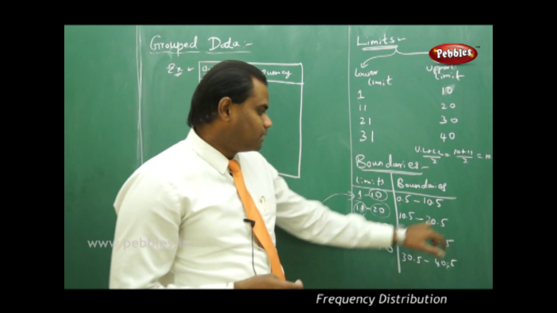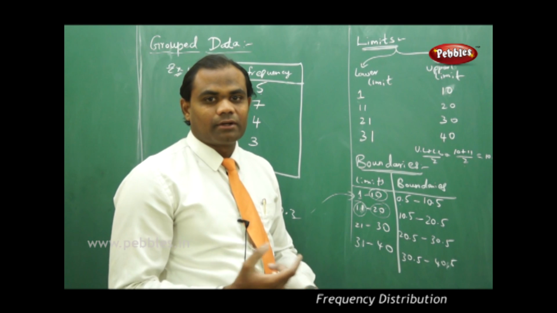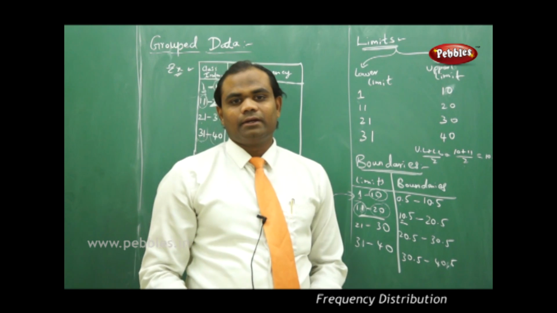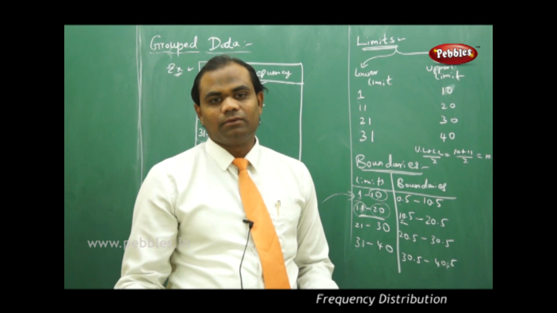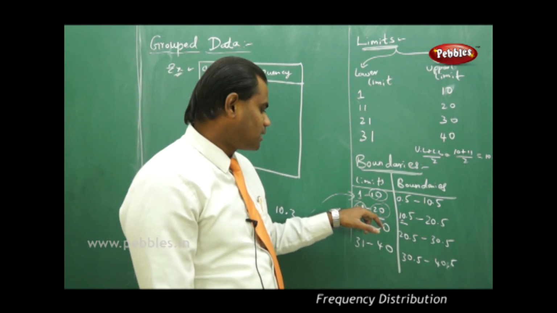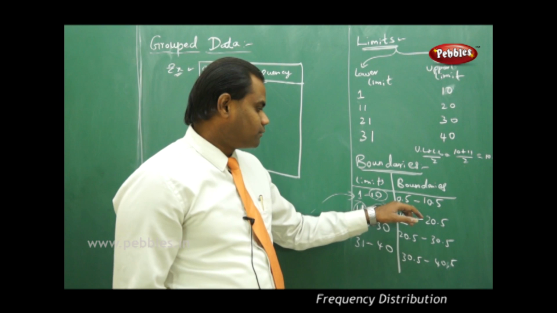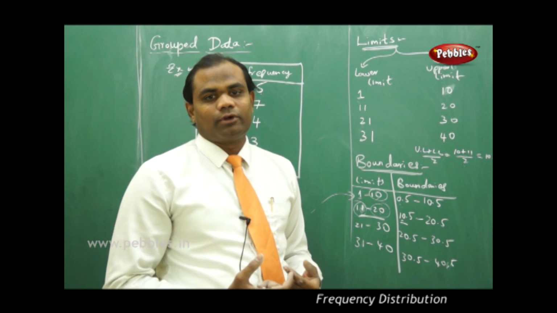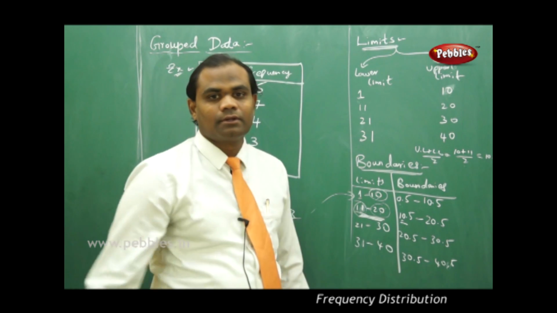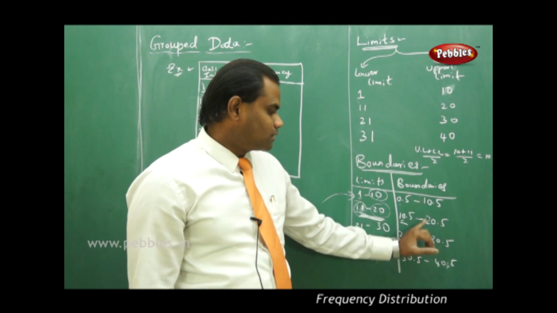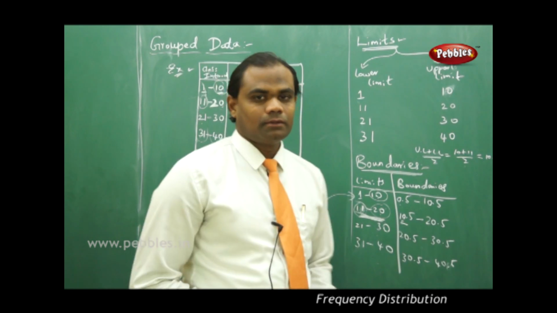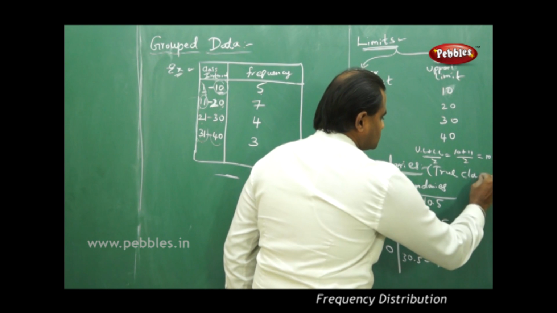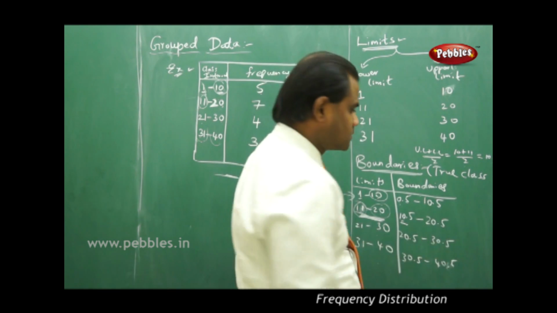Similarly, if I have 10.5, then that is a tie between this and this. So generally 10.5 is assumed to lie between 11 and 20, because we take 10.5 with the next approximation, that is approximately equal to 11. Or there's nothing wrong if it is taken between 0.5 and 10.5. So as a rule, I take 10.5 lying in this range, and hence each of the limits are converted to boundaries in this form. Note that the boundaries are also called true class limits.